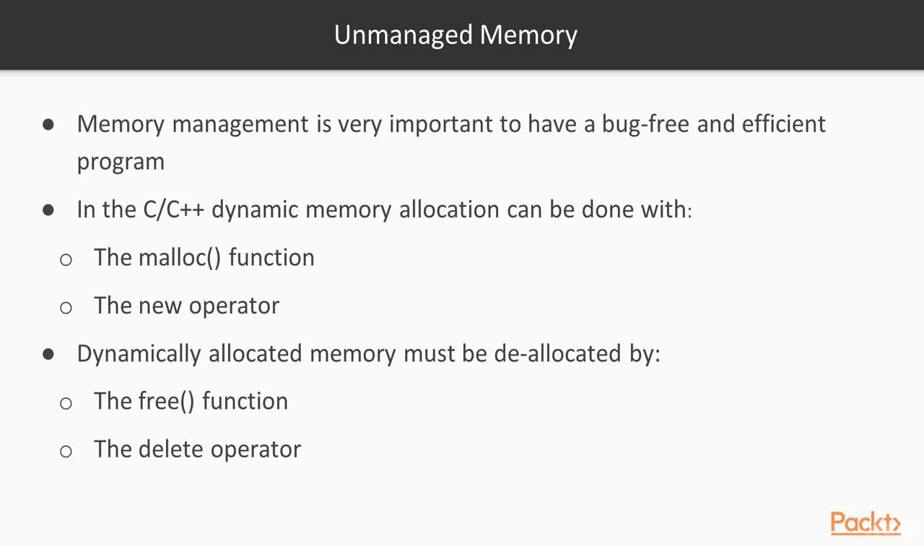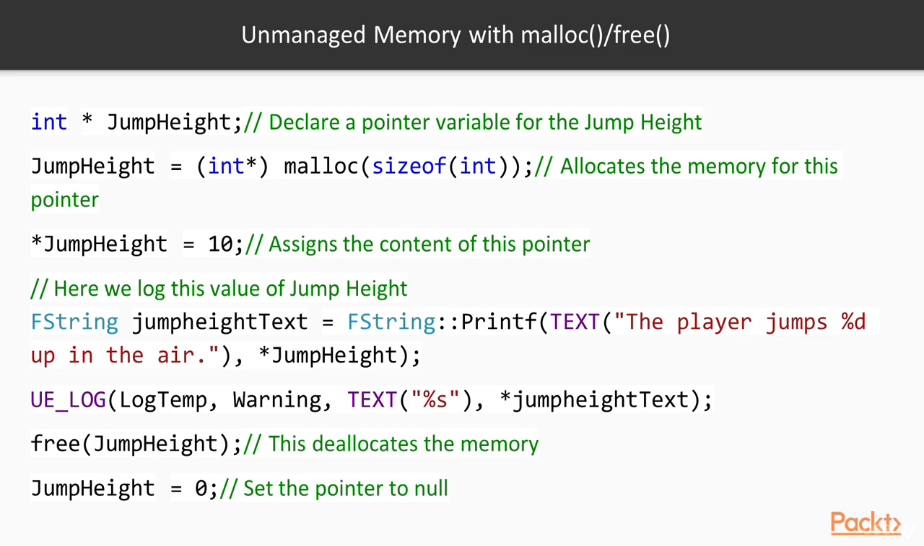However, when you're done with the block of memory and you no longer need it, you will have to dynamically deallocate it. The deallocation can be done by calling the free function if you allocated the memory using the malloc function, or by using the delete operator if you allocated the memory using the new operator. So malloc and free go together, and new and delete go together. Next, we'll take a look at how it actually works.